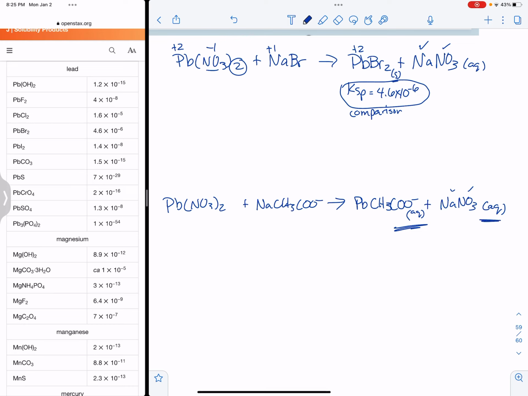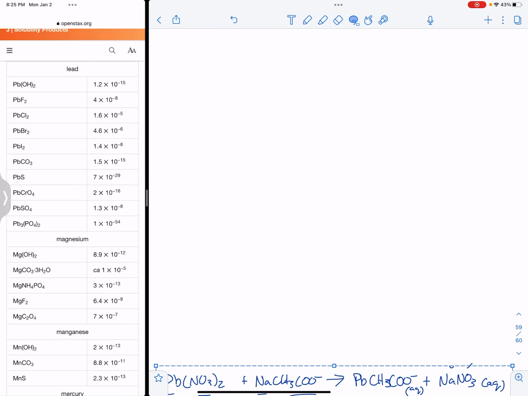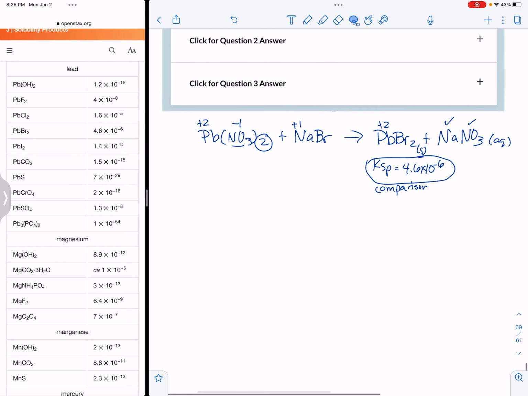And if both of those are aq, this goes way back to Gen Chem 1. When you break this all up into ionics, like Pb 2+ and 2 NO3 minuses and Na plus and CH3COO minus, they're all going to cancel and it's going to be no net reaction. So you have got to have a solid to solve it. So I'm going to go back and I only really have to solve this one in here. And I'm going to move this out of the way.